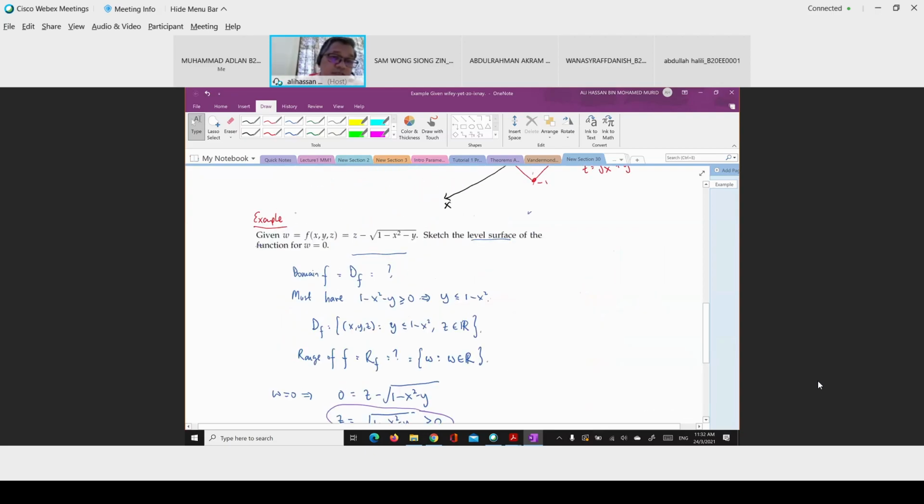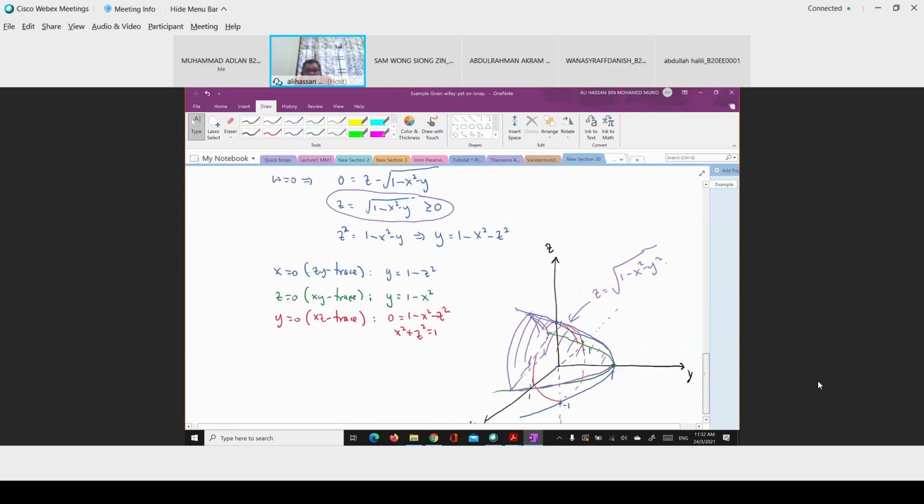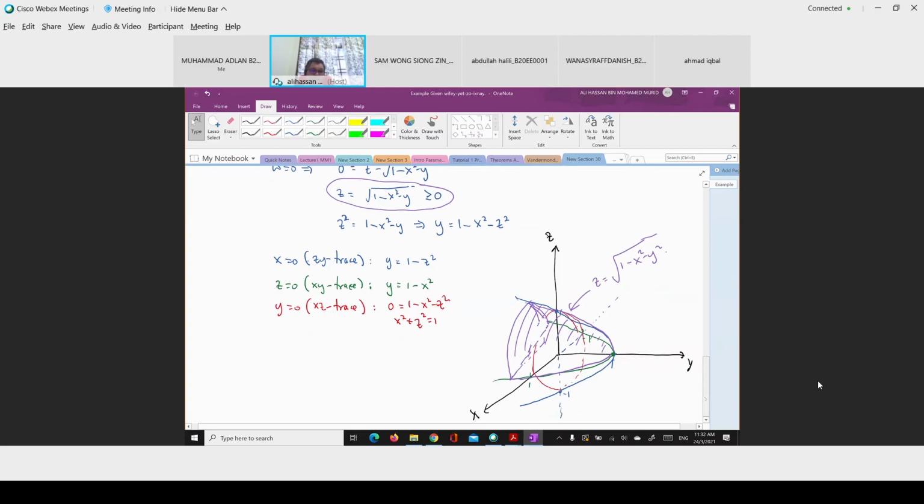This is a sample test one. This function f(x, y, z) is a four-dimensional object. So this is how the four-dimensional object looks like when it intersects our 3D world. It appears as the top part of this paraboloid here. Okay, any question?